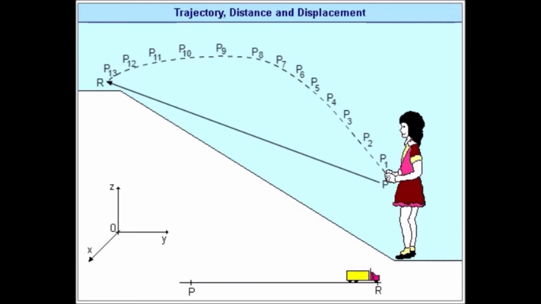When we talk about the distance between points P and R, we measure it along the straight line that connects points P and R.